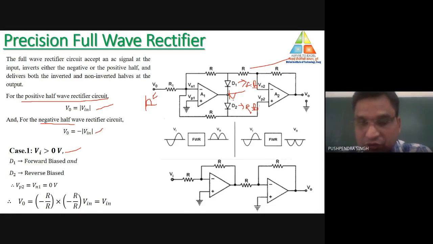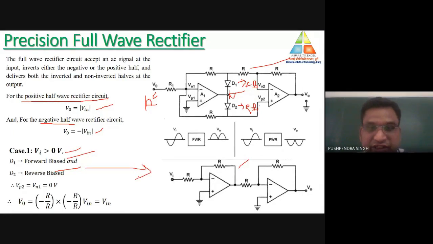For negative output voltage, the negative terminal of D1 is connected, so diode D1 is in on condition. But the positive terminal of D2 is connected with negative voltage, so D2 will be in reverse biasing condition. So D1 is in forward biasing condition, D2 is in reverse biasing condition. So this is short circuited. This is the final circuit after this condition.